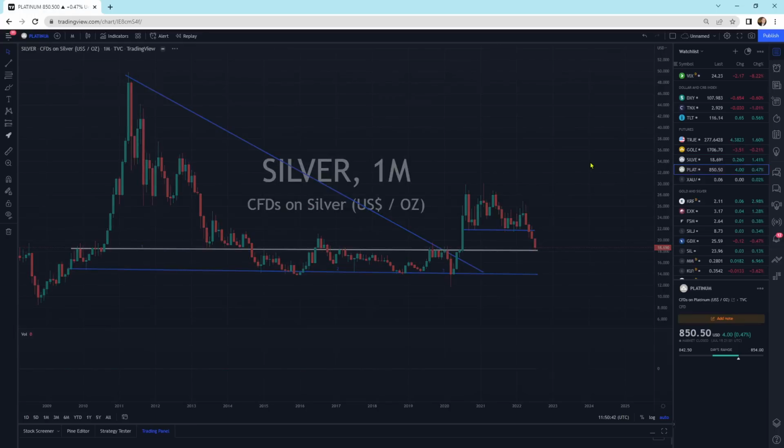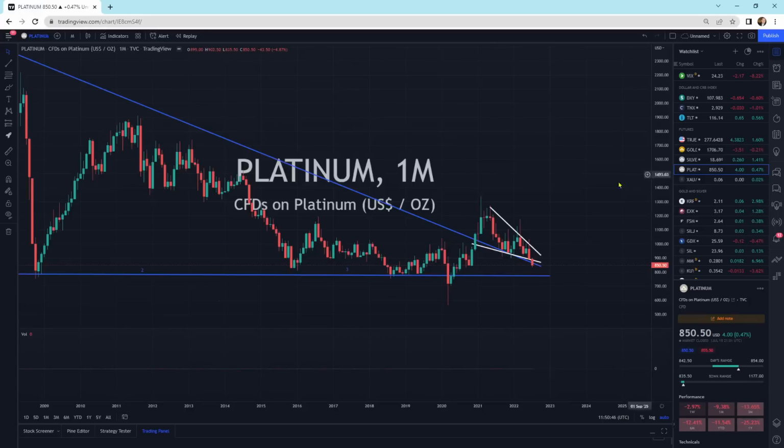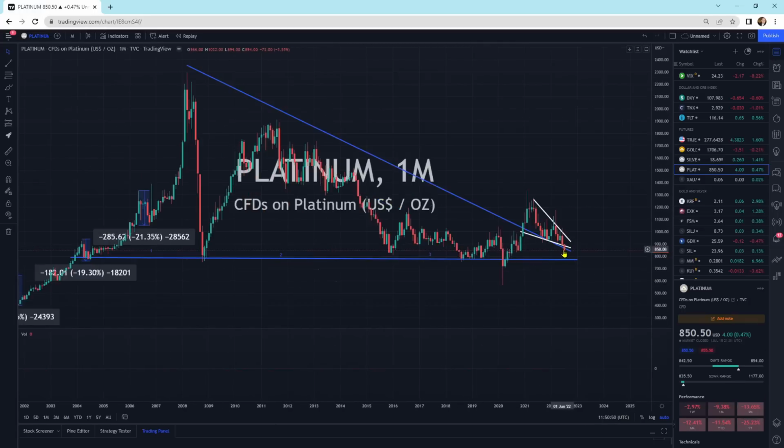And then platinum, priced in dollars, is pulling back as well, but we are slightly above its cost curve. Cost curves, I'd say $750 to $800 is the middle of the cost curves for platinum producers. That's a great area to be looking at.